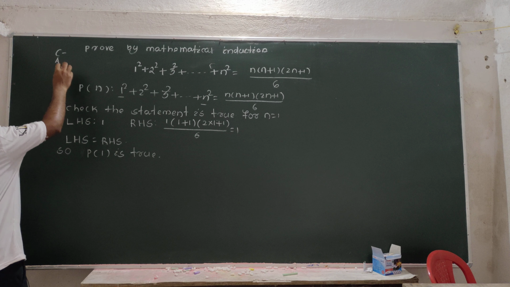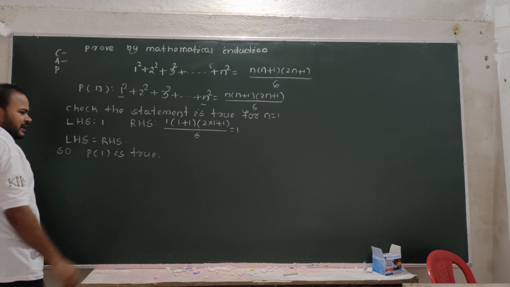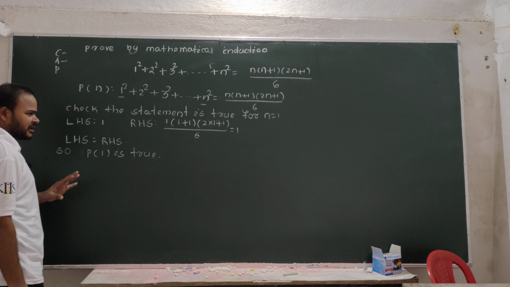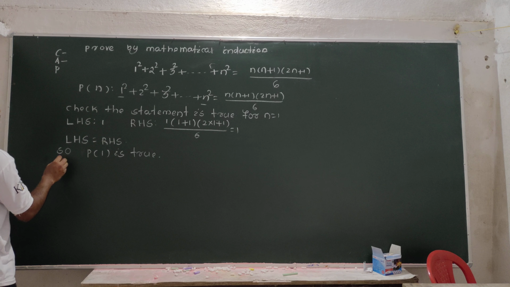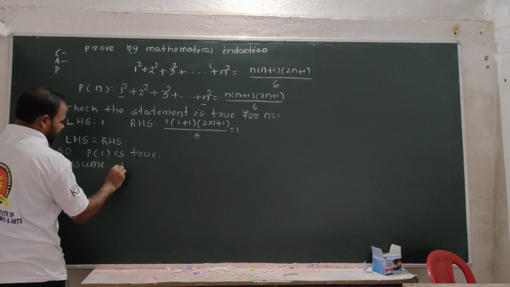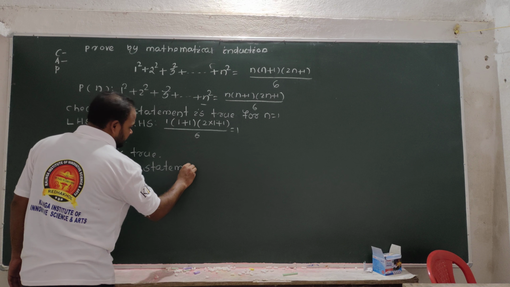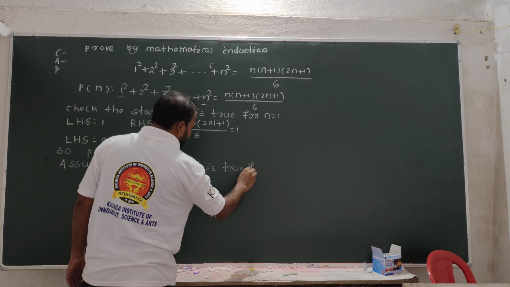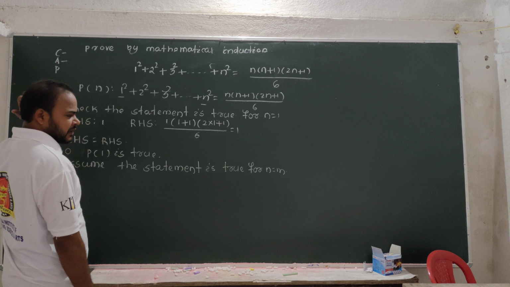Now our second step is: assume that Pk is true, that is, assume the statement is true for n equal to m. In the first class we discussed the details, so I am writing the steps directly.